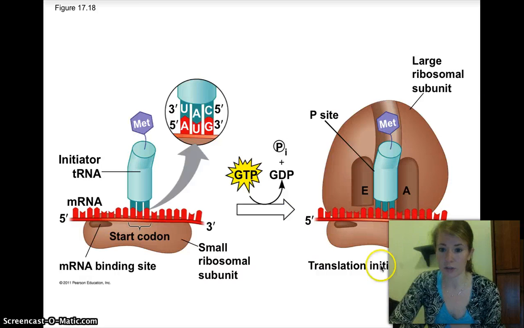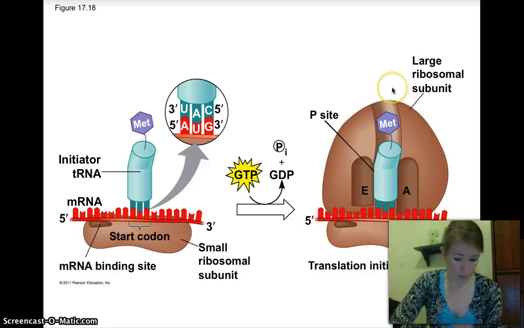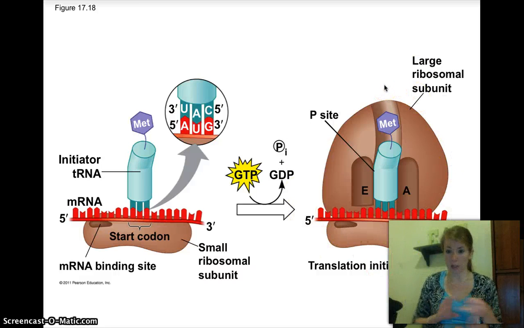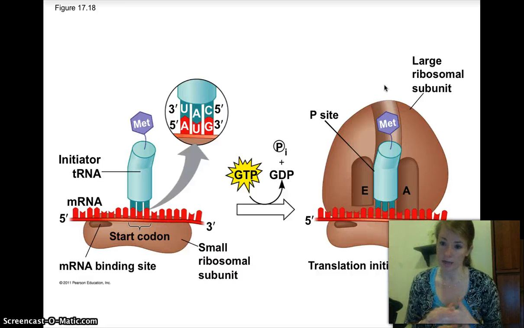This right here is called the translation initiation complex, which means the large and the small subunit of the ribosome, the mRNA, and the initiator tRNA, which carries the methionine. It matches up with the start codon.